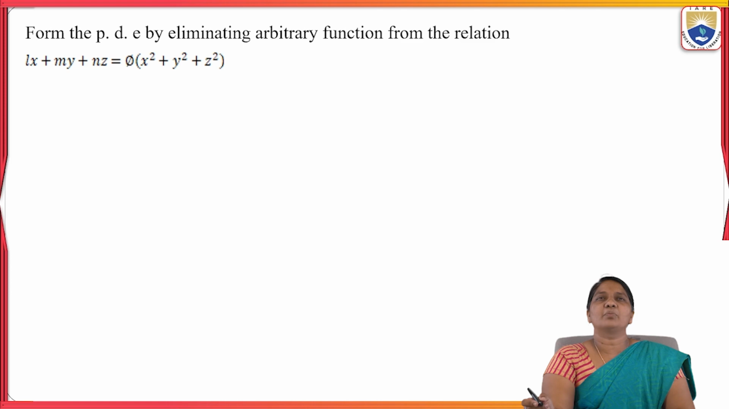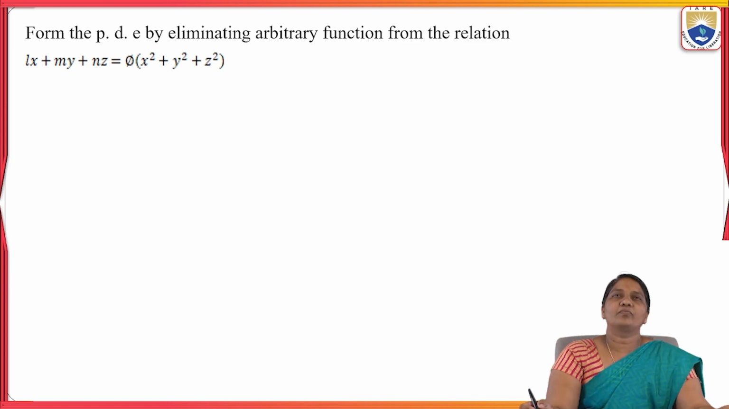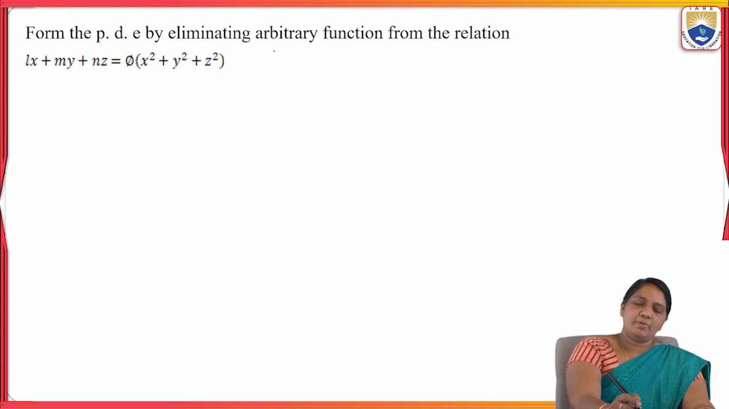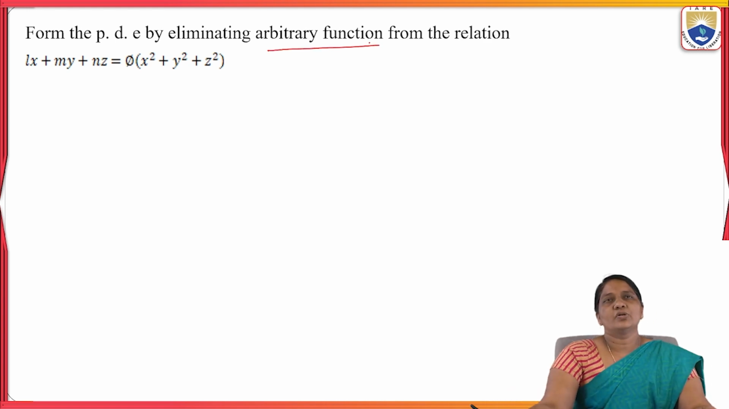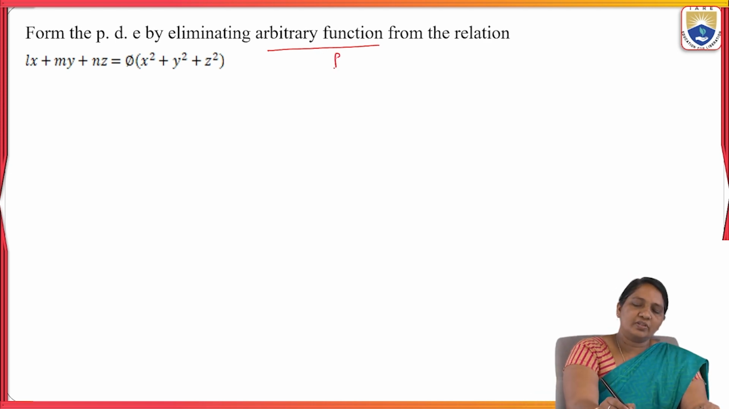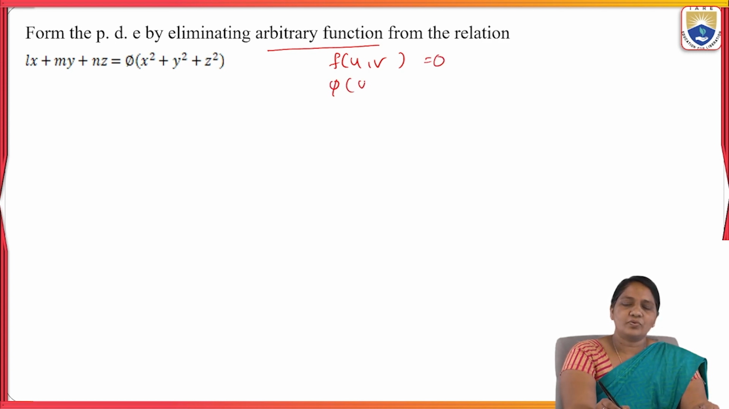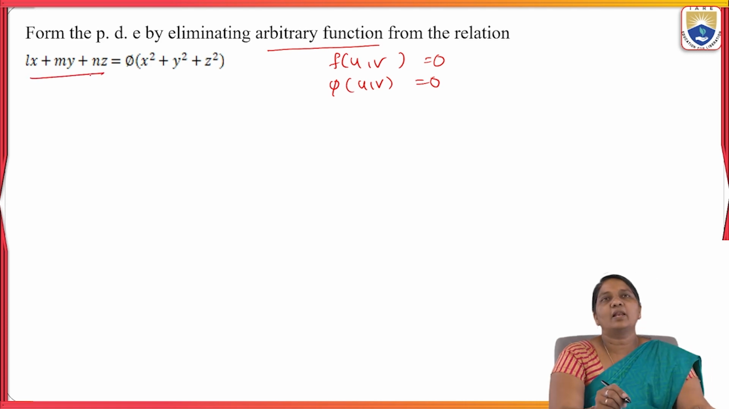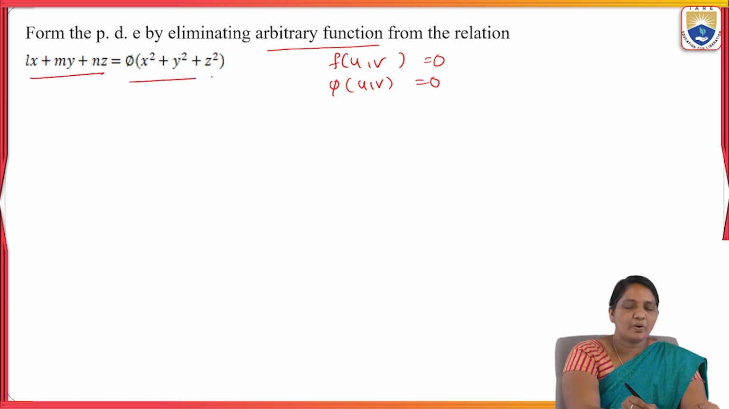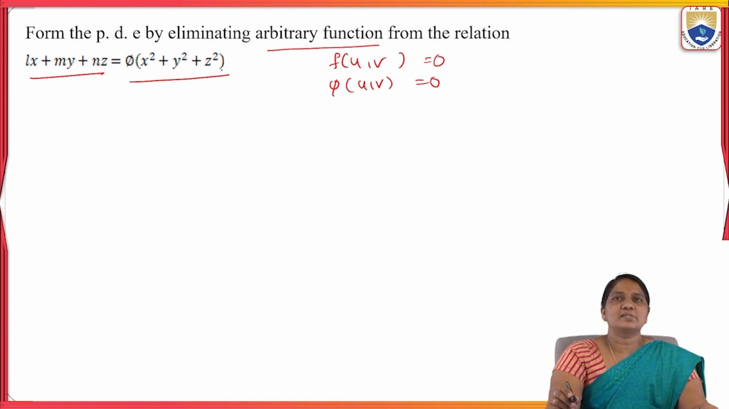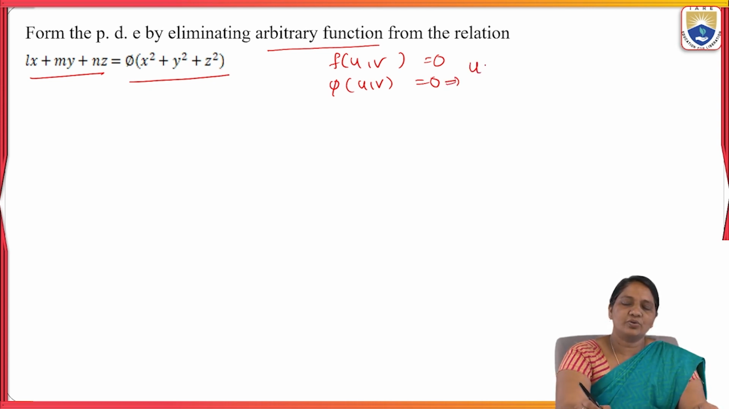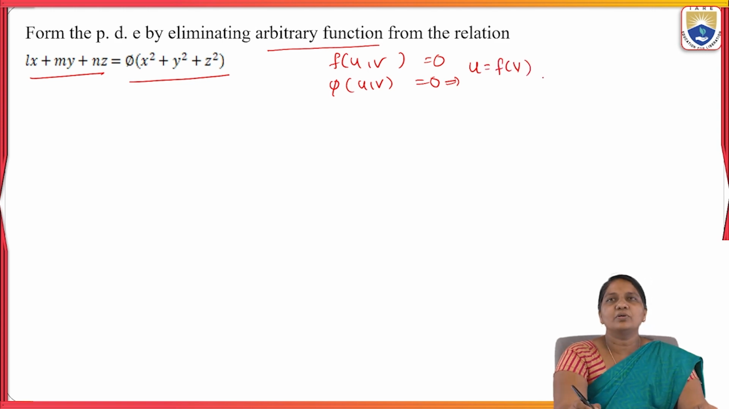I am moving on with one more example to get better clarity of this method. So here also, form a PDE by eliminating the arbitrary function. So before, in the equation we had the form like this, f of u comma v equal to 0 or phi of u comma v equal to 0. Now they have given the form here lx plus my plus nz equal to phi of x square plus y square plus z square. Nothing but from this only we are writing u equal to f of v or u equal to phi of v. So that is only they gave directly.